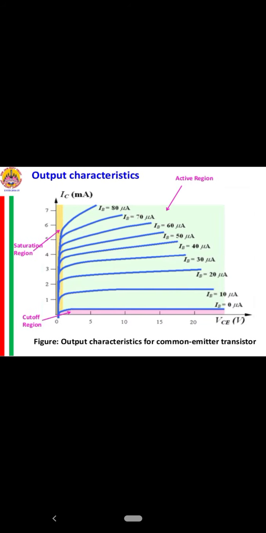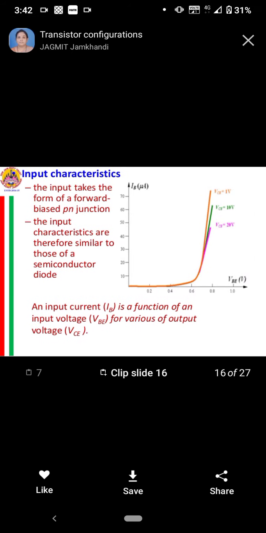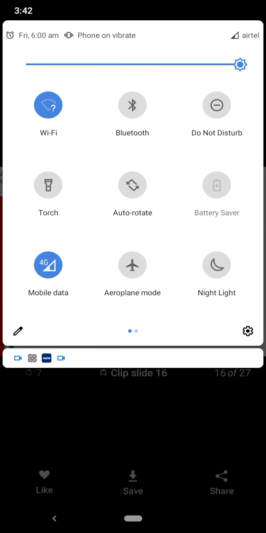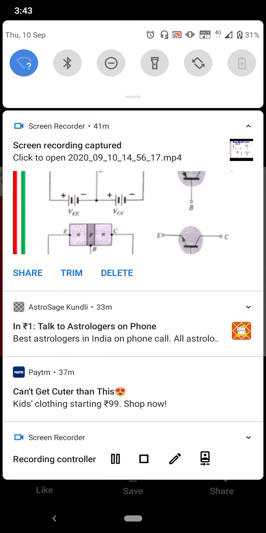That's all about the common emitter transistor. In the next session, I will discuss the common collector configuration.